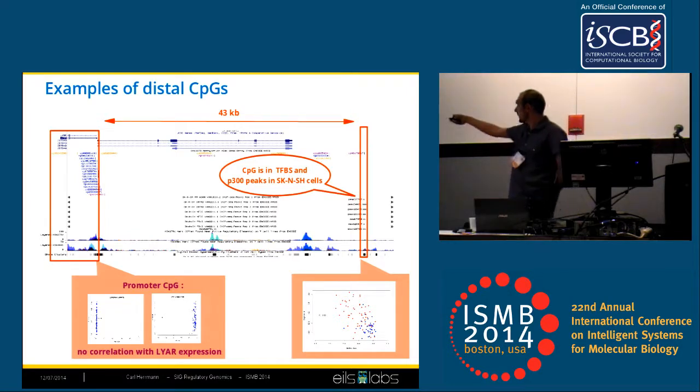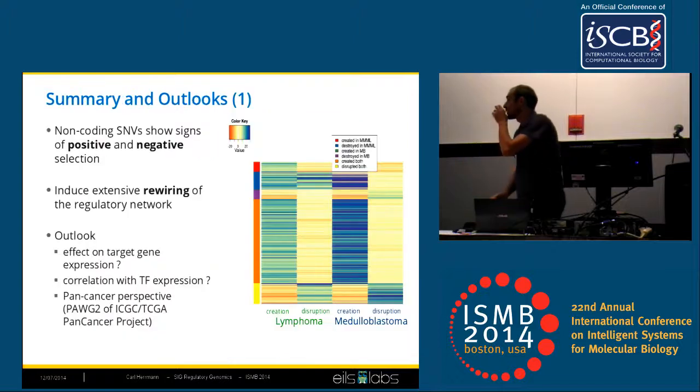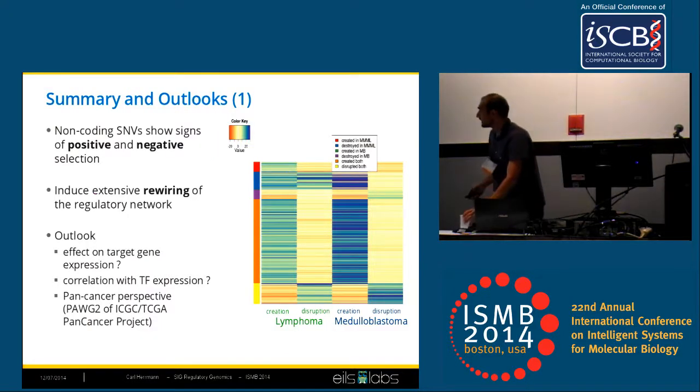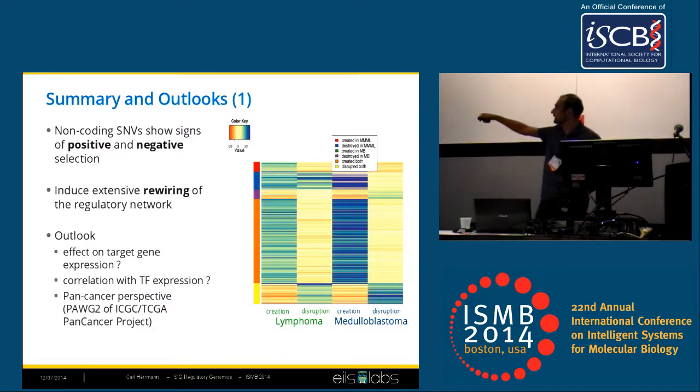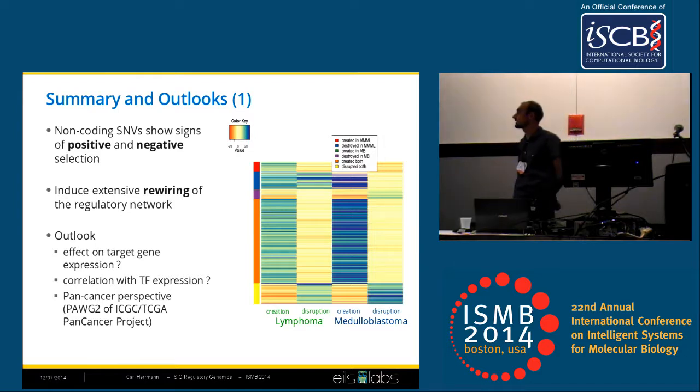So we have now many of these candidate CpG target gene pairs, and we're starting to validate them experimentally using targeted assays to modify the methylation of the CpG and see whether the gene expression is affected. As a conclusion for the first part, the non-coding SNVs show signs of positive and negative selection, and they might be the sign of an extensive rewiring of the regulatory networks of some of these dual genes, oncogenes and tumor suppressor genes.